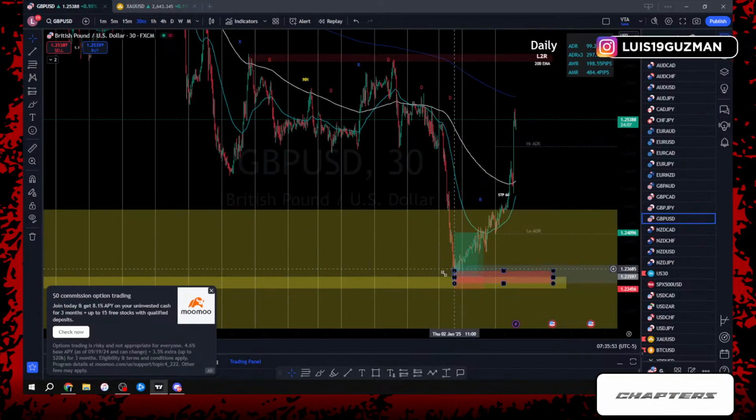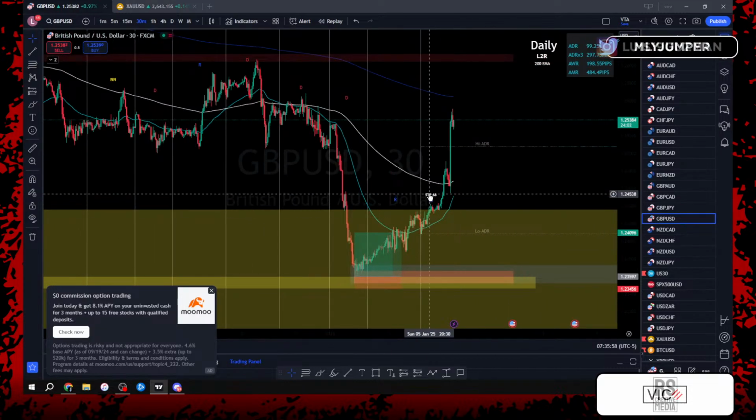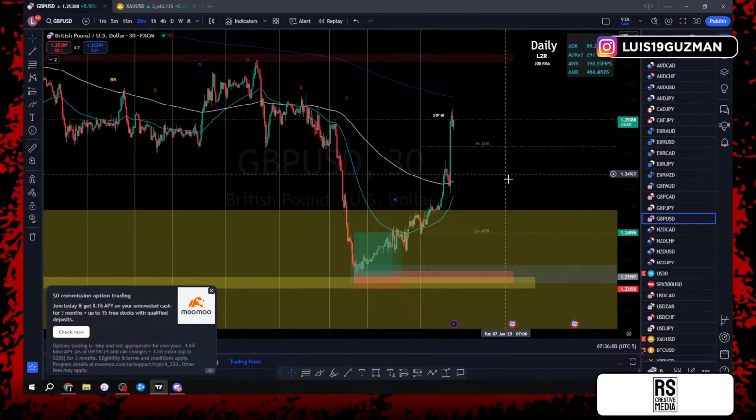Lower low, lower high, lower low. Push to the top side. Right now, ADR for the day's already been hit. STP for the day's already been hit. There's nothing left on the table.